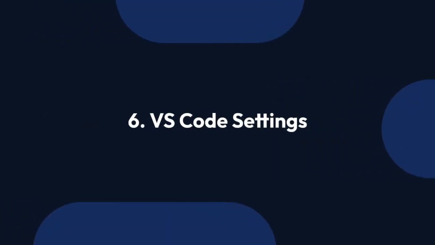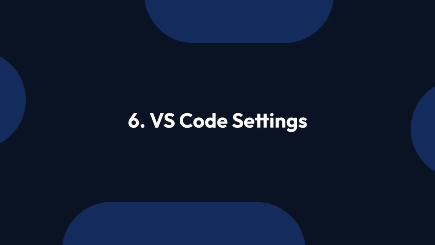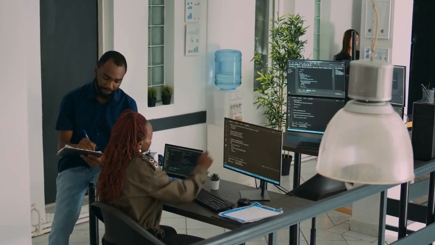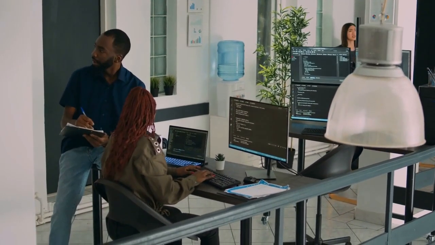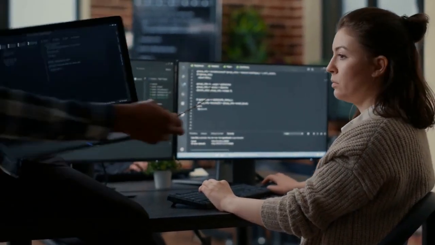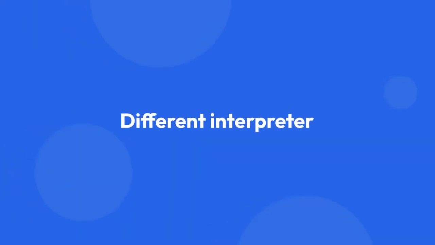6. VS Code settings. Make sure the Python interpreter VS Code is using is the correct one, the one within your virtual environment, if applicable. You can usually check and change this in the bottom left corner of VS Code. If you are using a different interpreter, the import won't work as expected.